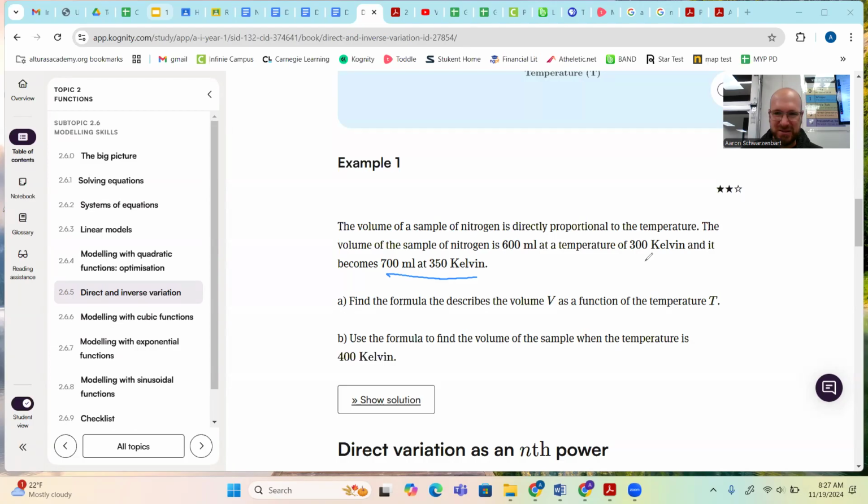So they didn't tell us this, but volume varies directly with temperature. V equals kT. So 600 equals k times 300. k equals 2, correct? And that works with 700 and 350. Use the formula to find the volume when the sample temperature is 400 Kelvin. So my formula is essentially V equals 2T. 2 times 400 is 800. Okay, as an nth power.